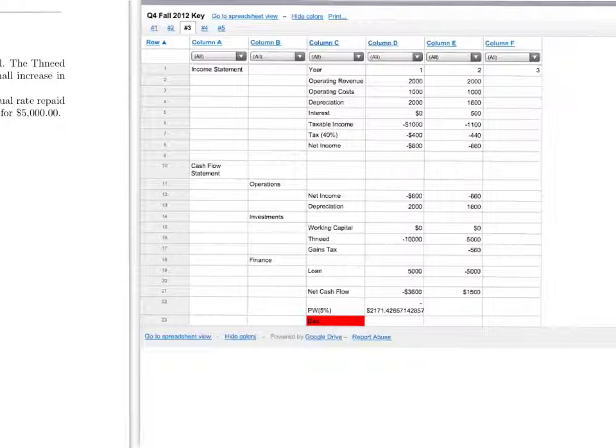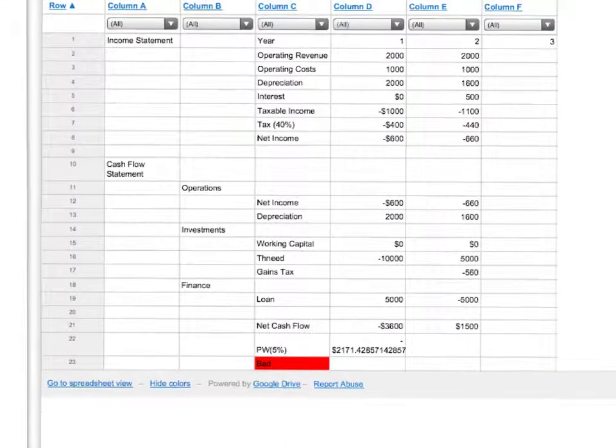So we'll spend a little bit more time just on this income and cash flow statement. So first, operating revenue, you subtract off the operating costs, you subtract off the depreciation, you subtract off the interest, and what you should end up with is this taxable income. The negative $1,000 taxable income means that because you bought the THNEED, your taxable income is $1,000 lower than it would be in a world without the THNEED.